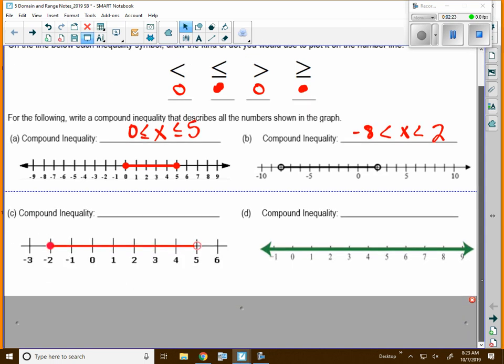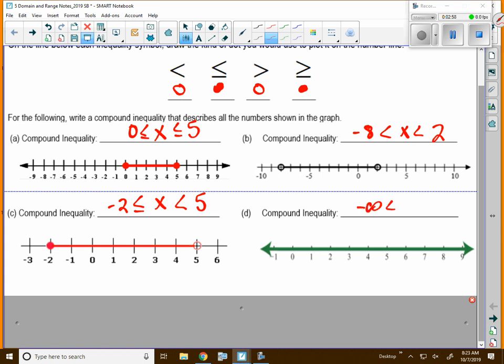All right, let's go ahead and do C and D. So C has a mix. We have a closed circle and an open circle. Since the closed circle comes first, we'll have less than or equal to. And the one over here on the right is just less than because it's an open circle. You tracking with me? Yeah, okay. So negative 2 comes first, 5 comes second. What do you think about D? Infinity. Okay, so we'll say negative infinity is less than x is less than infinity.